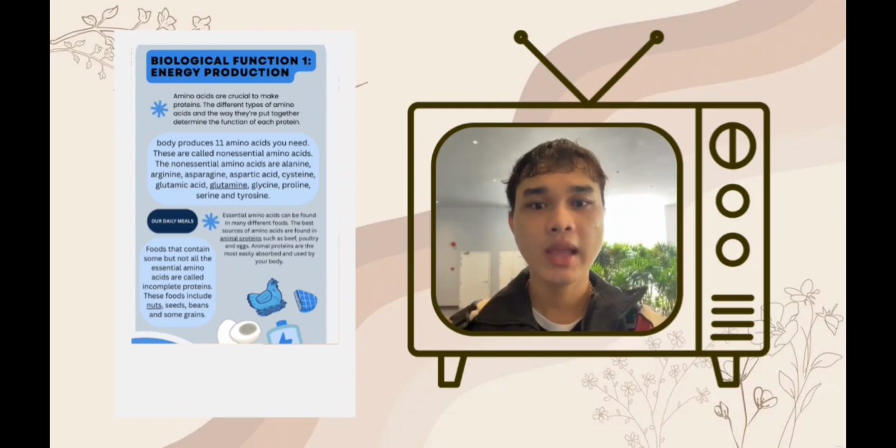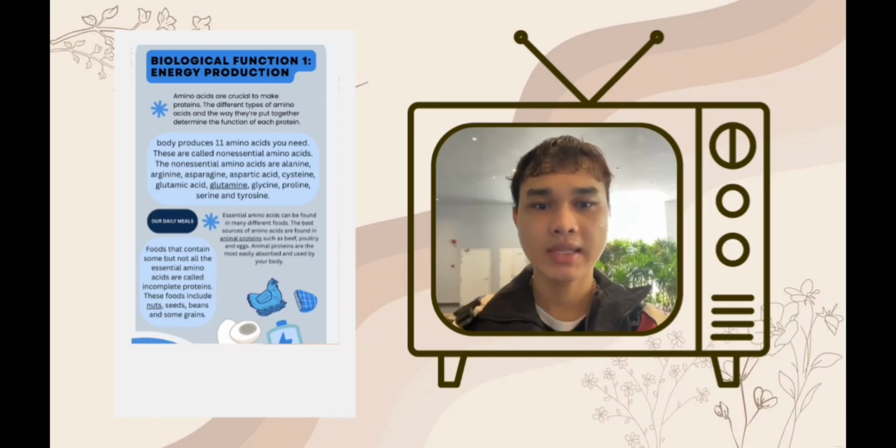The non-essential amino acids are alanine, arginine, asparagine, aspartic acid, cysteine, glutamic acid, glutamine, glycine, proline, serine, and tyrosine. In our daily meals, there are also many types of essential amino acids that can be found.